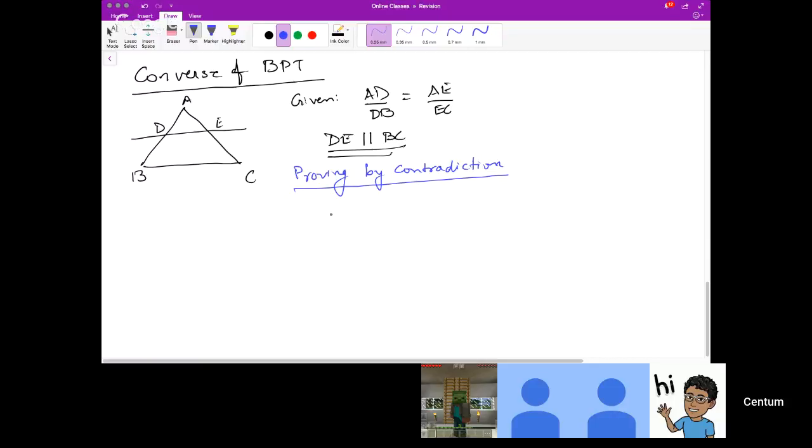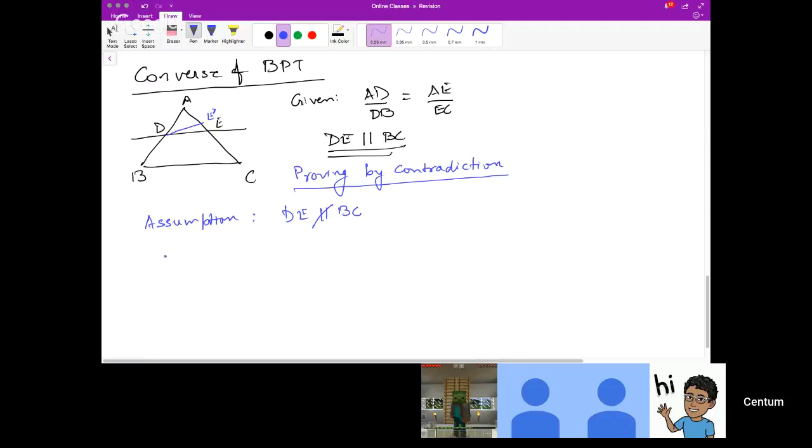So how do we do it now? Basically, the step is: let's assume that DE is not parallel to BC. So BC is a line, and we must have another line DE dash, which must be parallel to BC. There could be one line DE dash which must be parallel to BC. So let that line be DE dash.